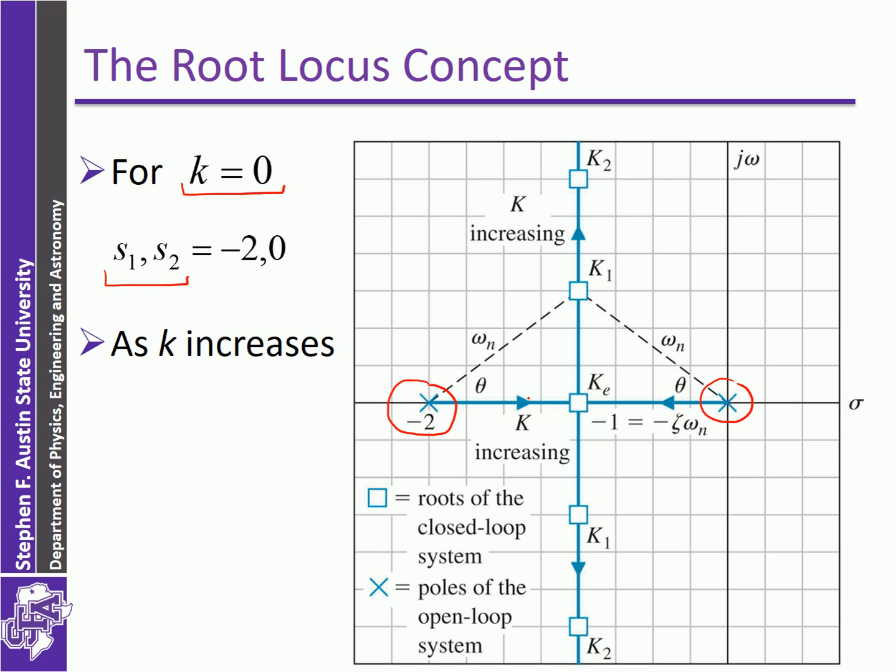Now what will happen if we increase k? If we go from k equals 0 and we start increasing it slowly, this root at -2 will start moving to the right. At the same time, this root at 0 will start moving to the left. Then what's going to happen? At some point, they will collide, and one of the roots will jump vertically going up, and the other root will jump vertically, but now it's going to go down.